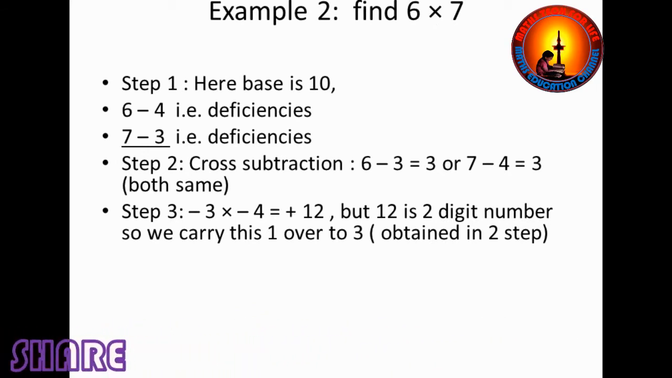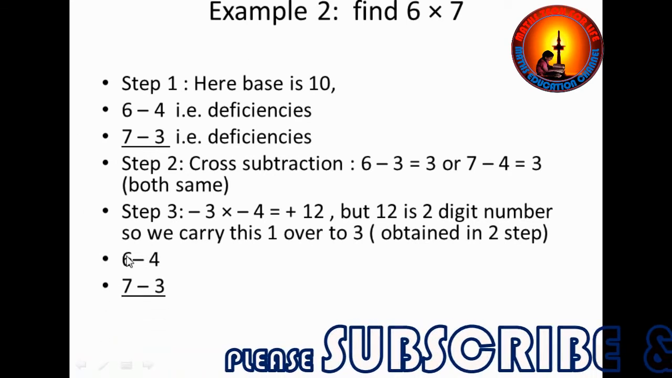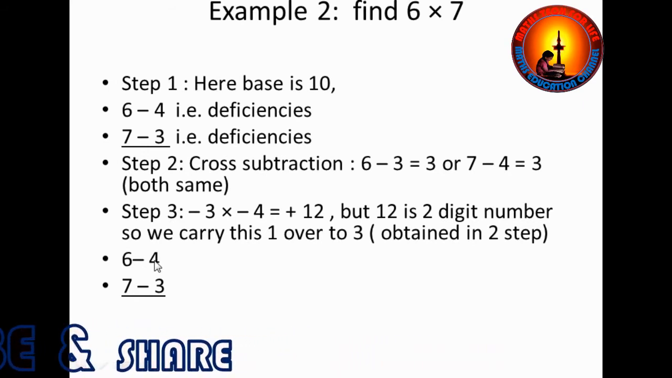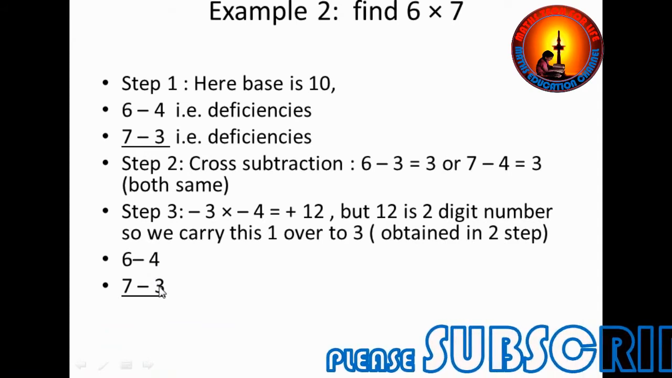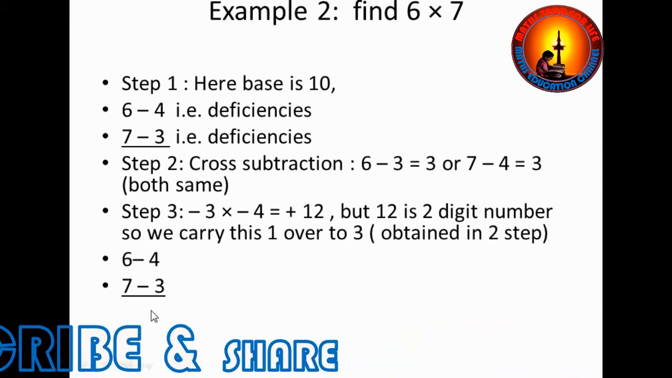So we have to adjust that. That is, we are going to do this way. That is 6 multiplied by 7. First you have to write how many less than 10. That is 4 less here, then 3 less here, then cross subtract. You will get the answer as 3. That is the first number.